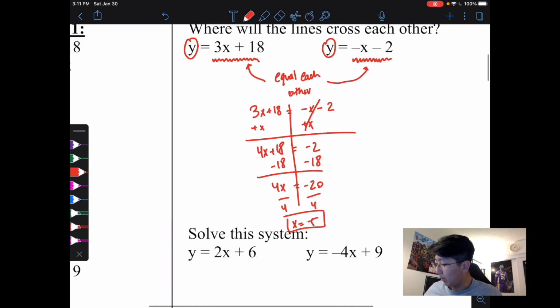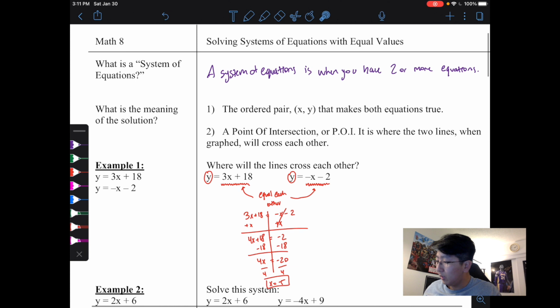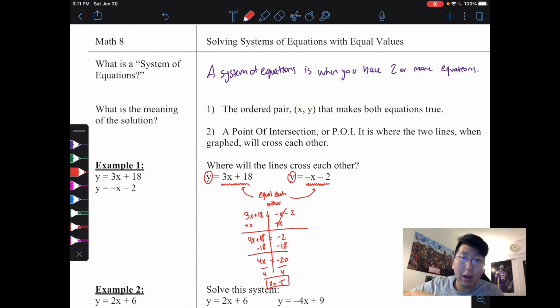Now, I was able to solve for x when these two equal each other. Okay? So if we take a look back here, what is a system? A system of equations is when you have two or more equations. And to solve a system, you need to have an ordered pair, which means you need the x and the y. So far, I'm telling you right now, you have half of your answer.